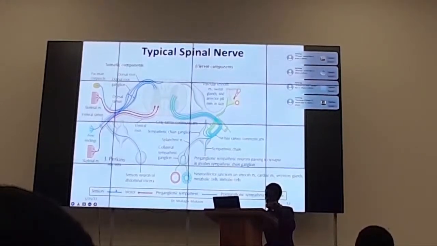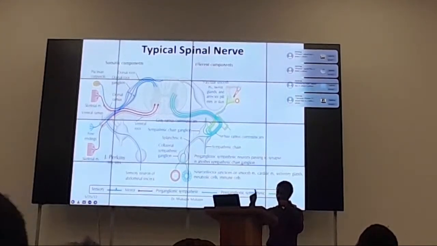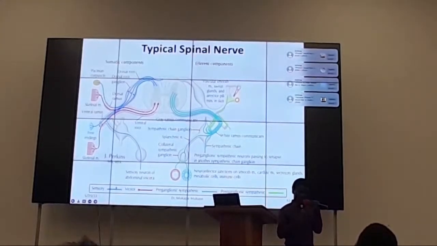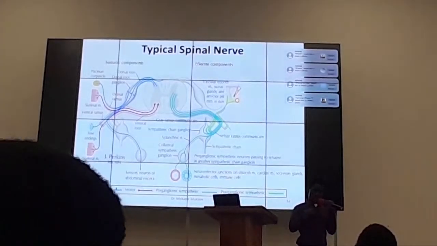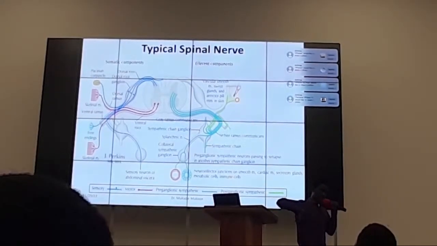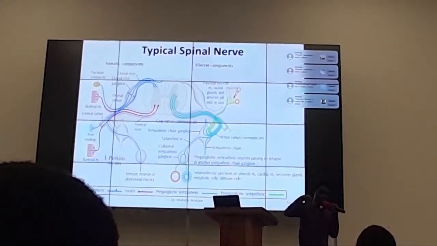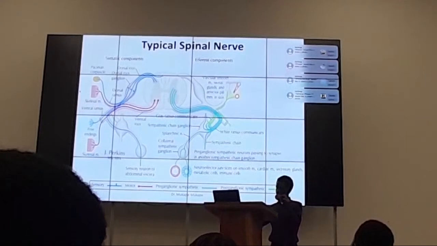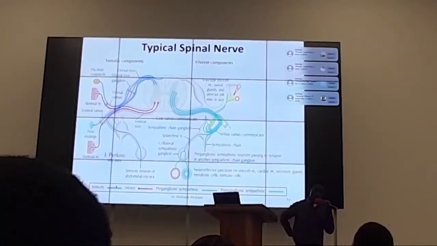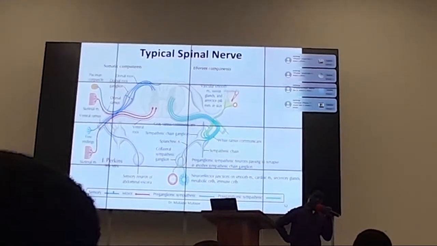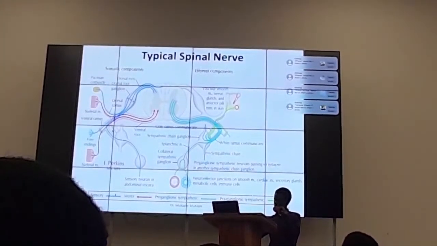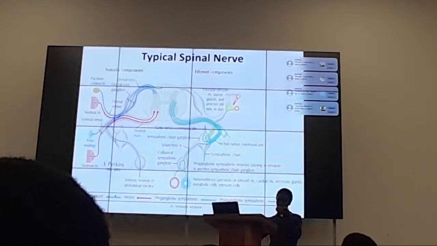Then after the bifurcation, remember again that you need to go and bifurcate these rami. So the ventral ramus comes and then gives an anterior branch to supply the anterior aspect and the lateral branch to supply the lateral aspect. Those can also further bifurcate depending on the area of distribution. The same applies for the dorsal ramus. It also comes out and branches into the medial and lateral branches.